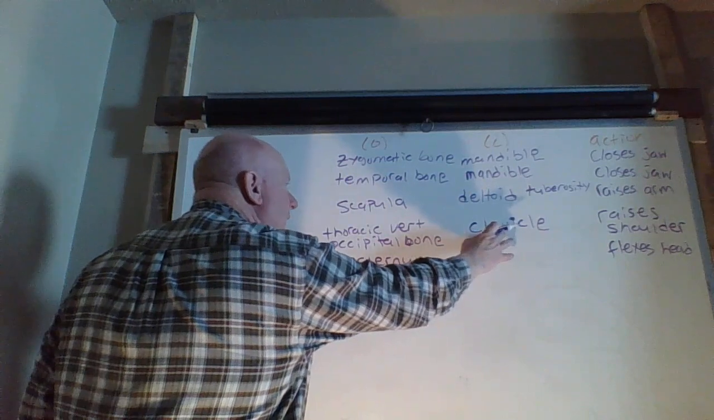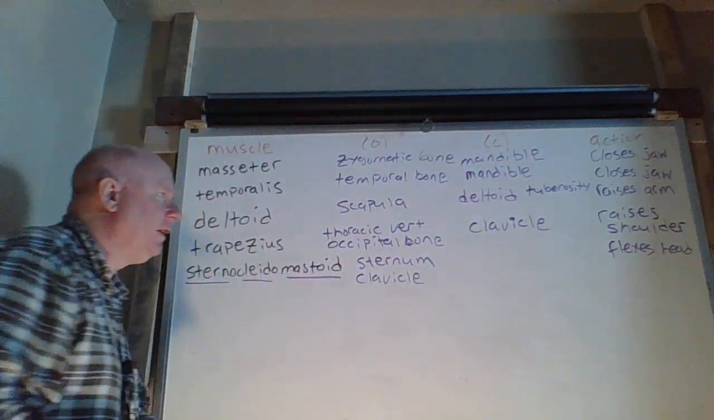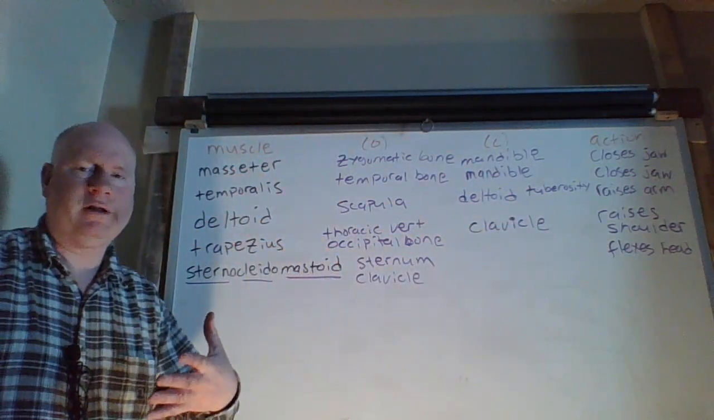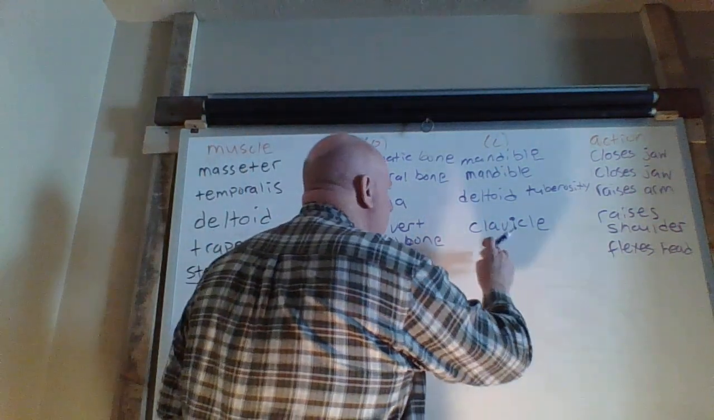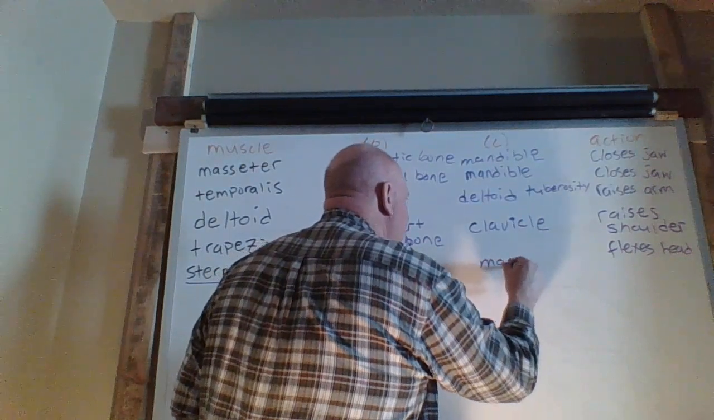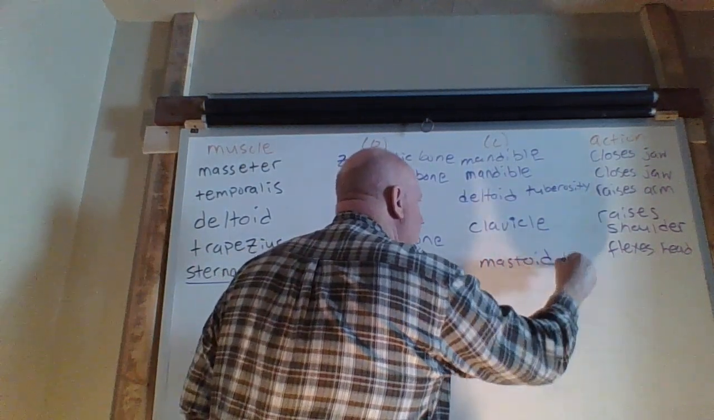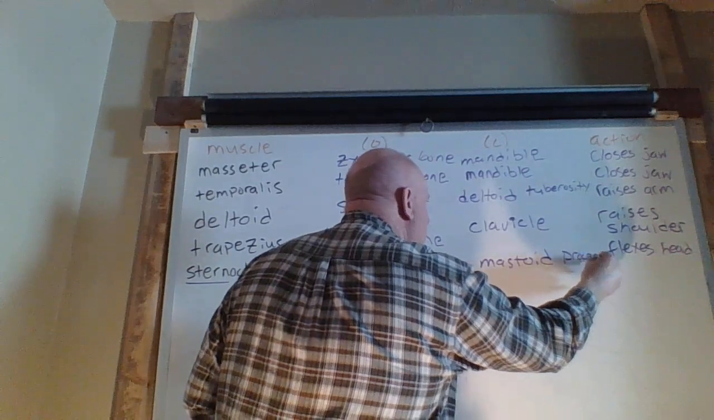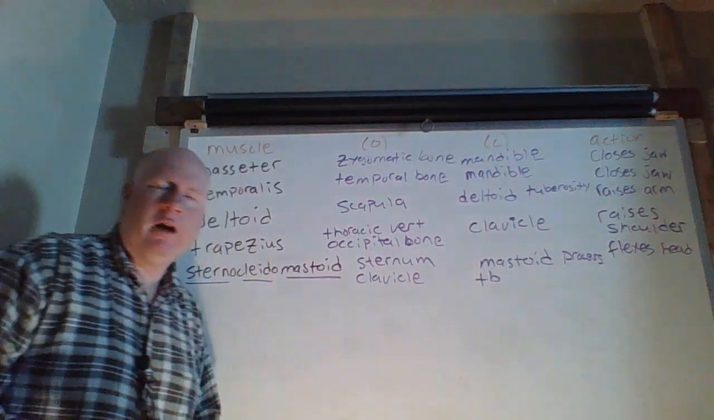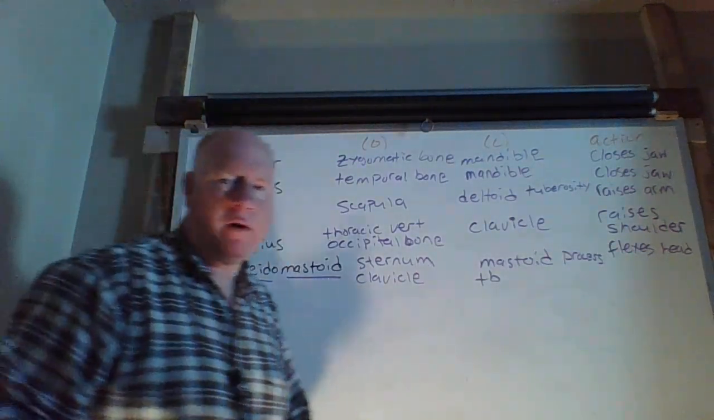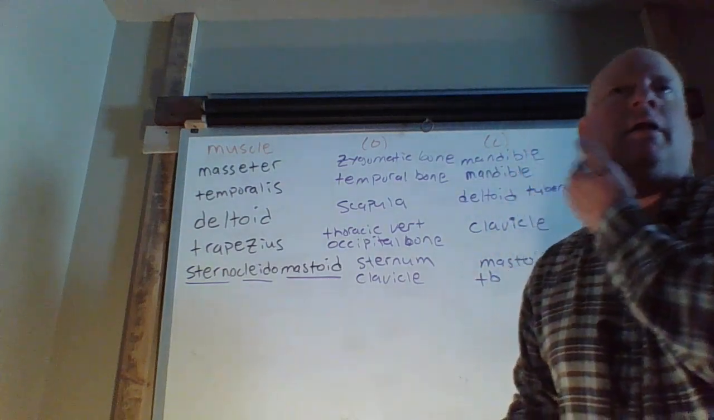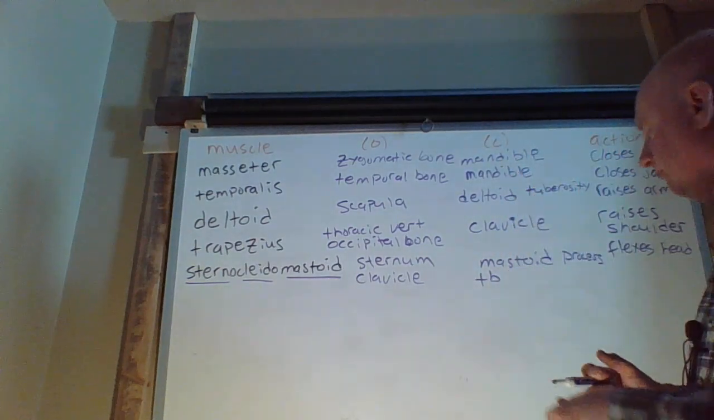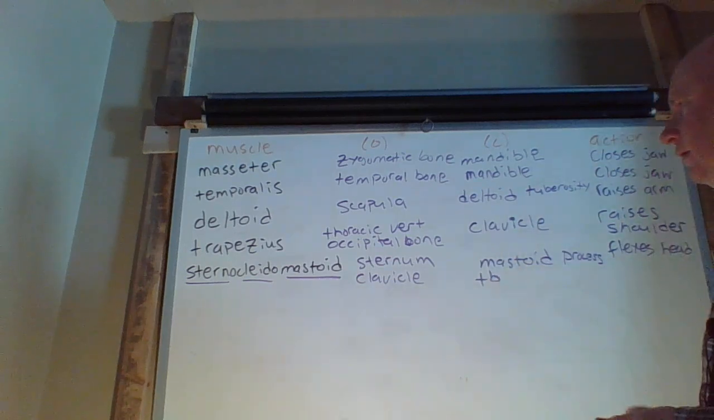Okay, now in this case, yes, this does move a little bit. So some of these can be both origins and insertions at the same time. So we got the sternum, the clavicle, and then the mastoid process. And if you want to put TB for temporal bone, that's fine. But anytime we're referring to the mastoid process, we know that that's in that vicinity. Okay, actually up here in around your, of course, your temporal bone. That's what we say TB there.